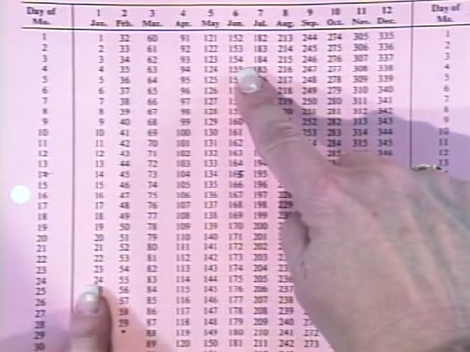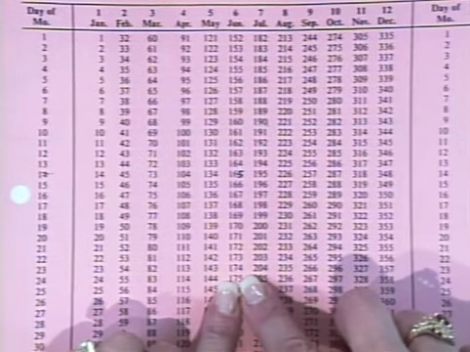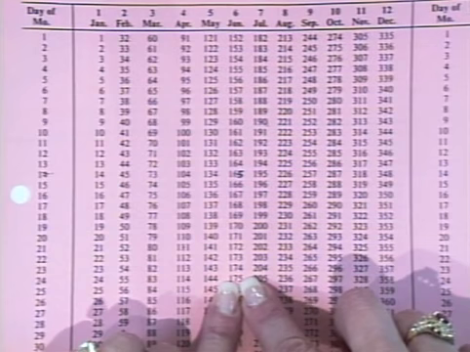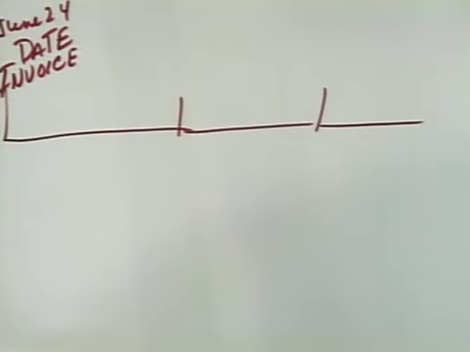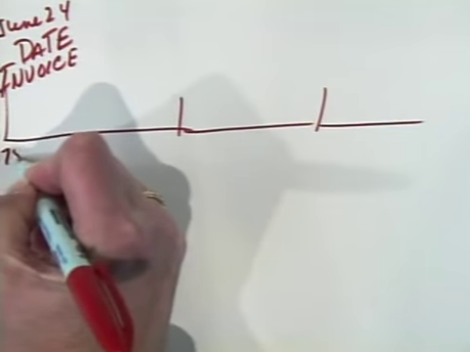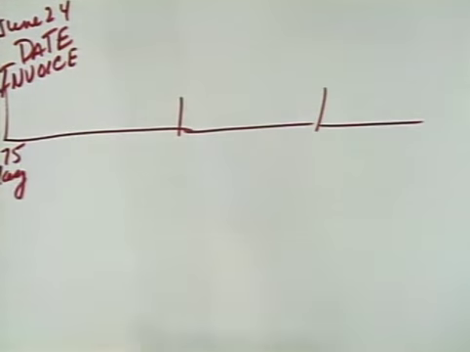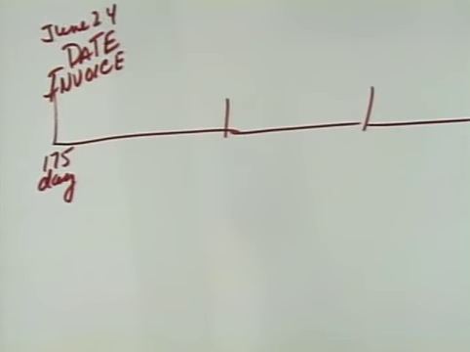I'm at June and I'm at 24, and it comes down and says that's day 175. Does everyone see where I'm coming up with day 175? Okay. So what I'm going to do then is put day 175 right there. That's where I start counting on my number line.